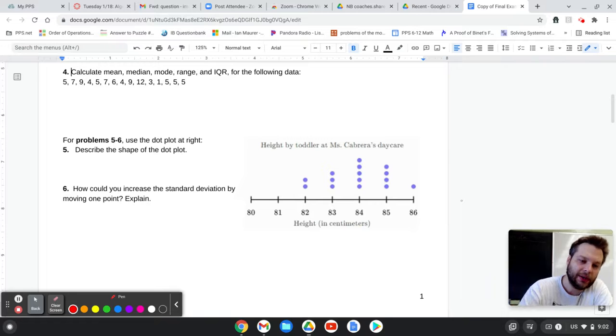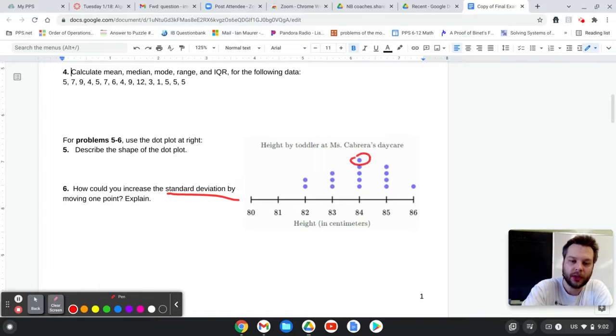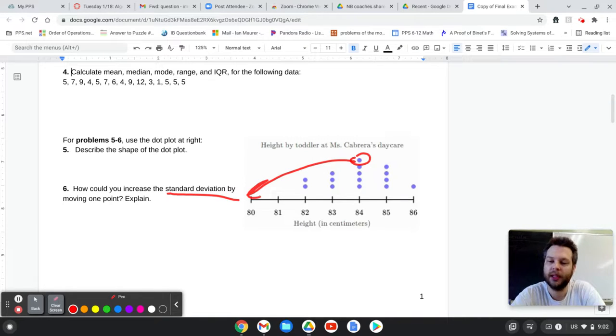Last one here. How can you increase the standard deviation? Well, standard deviation measures how spread out your data points are. So you move your dots so that they're more spread out. I would choose a middle point and move it as far away from the middle as I can, because that would increase how spread out the data is.